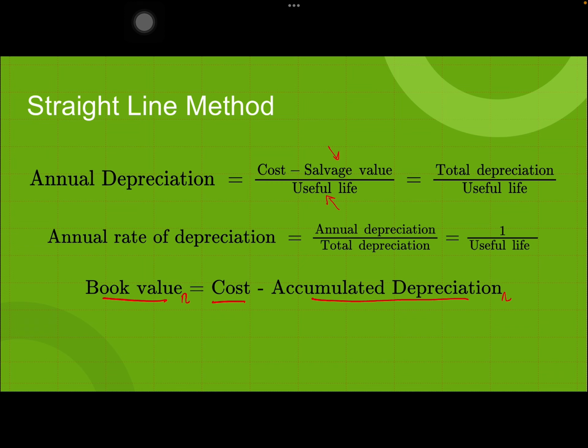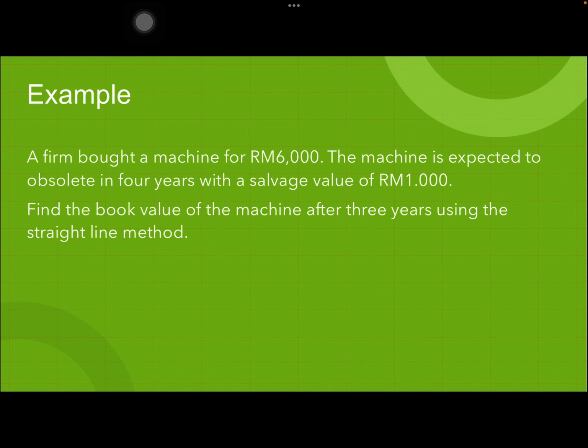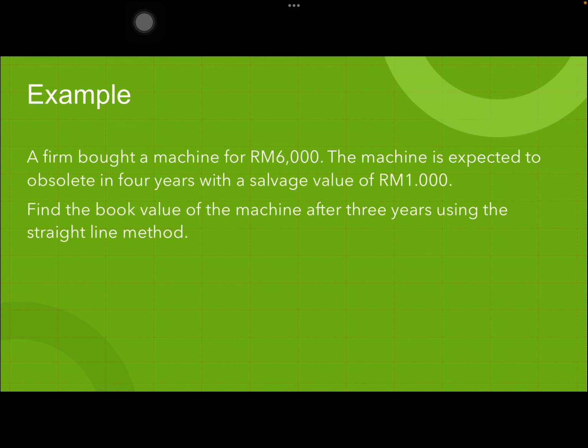Okay, so let's look at one example. The straight line method is a very simple method, and it's easy to evaluate any values. If you look at the formulas just now, they are quite straightforward. Let's look at the example. A firm bought a machine for 6,000 ringgit. So we know that this is the cost of our asset. The machine is expected to be obsolete, which means that we want to finish using it.